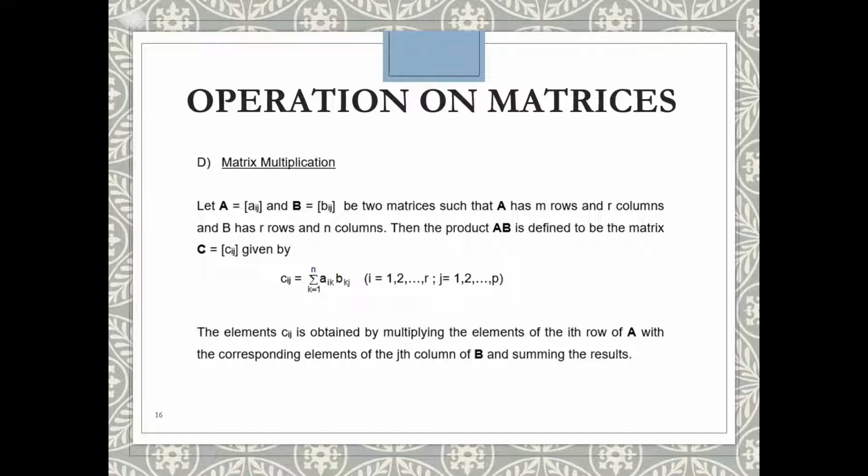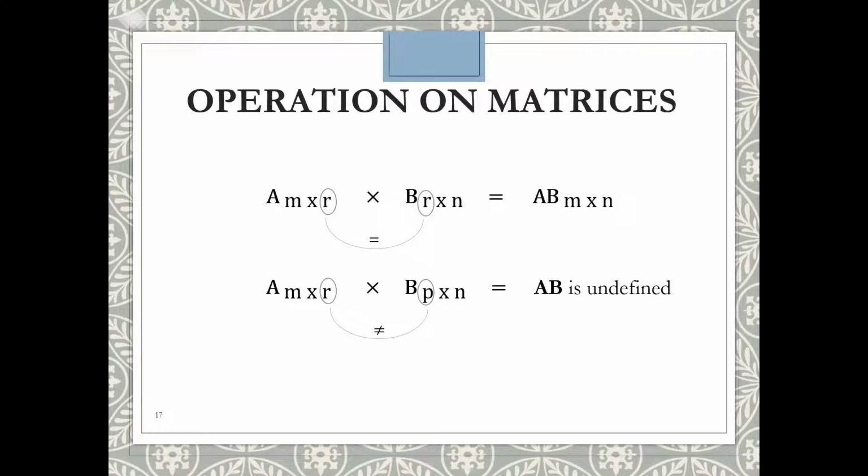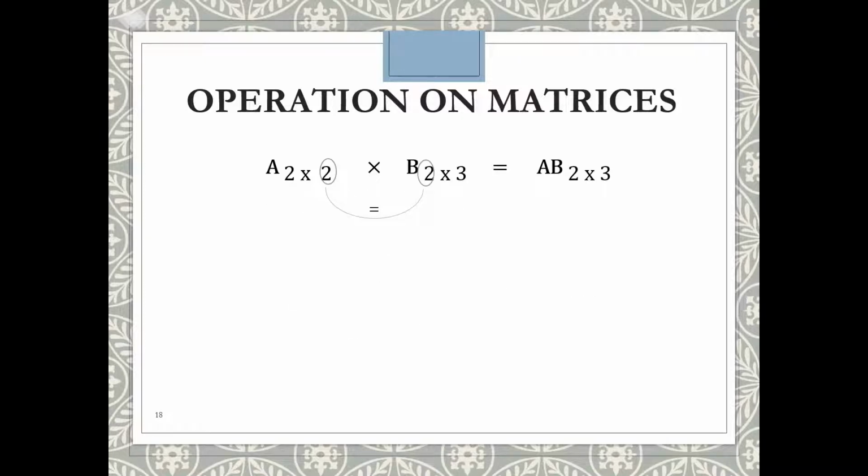The element Cij is obtained by multiplying the element of the ith row of A with the corresponding elements of the jth column of B and summing the result. For matrix multiplication, the number of columns in the first matrix must equal to the number of rows in the second matrix. Otherwise, the multiplication cannot be performed and the product is undefined. The size of the product is determined by the number of rows in the first matrix and the number of columns in the second matrix.